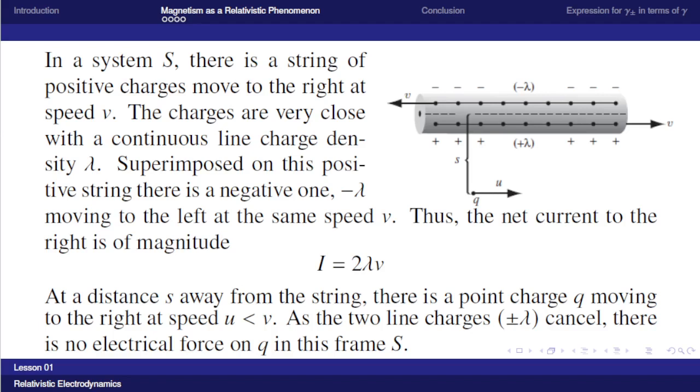Now what is the current here? The current due to the positive charges is lambda v towards the right, and the current due to the negative charges is again lambda v towards the right, because negative charges moving to the left is equivalent to positive charges moving to the right. So the total current is 2 lambda v.